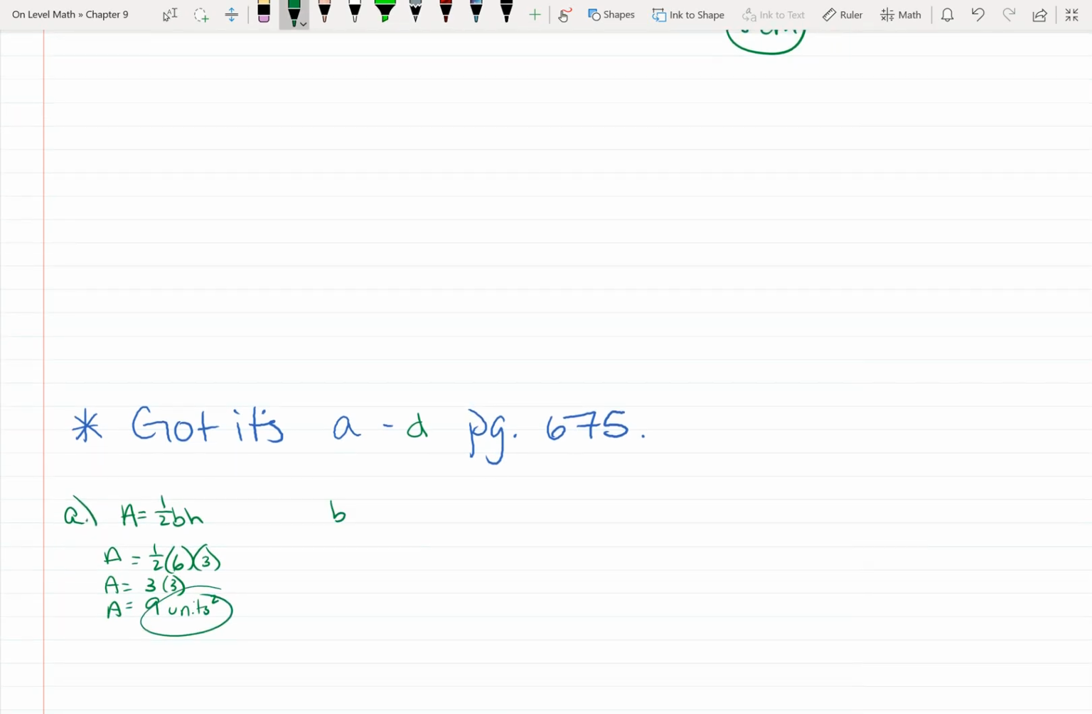Alrighty, Got It B. I'm starting with my area. Area equals 1/2 base times height. A equals 1/2. The base of that triangle is 9. The height is 7. Now, in this case, I don't necessarily automatically know what 1/2 times 9 is, so I may need to show some side work: 1/2 times 9 over 1. However, 1/2 times 9 is 4.5.